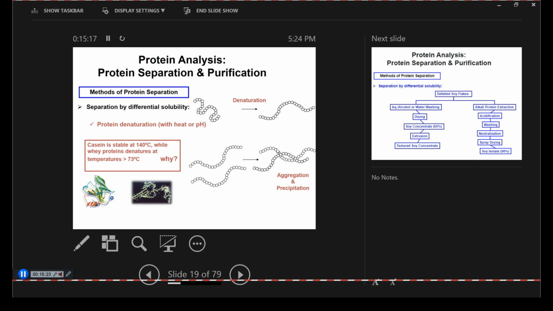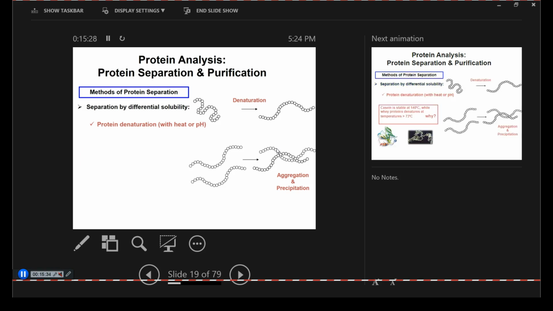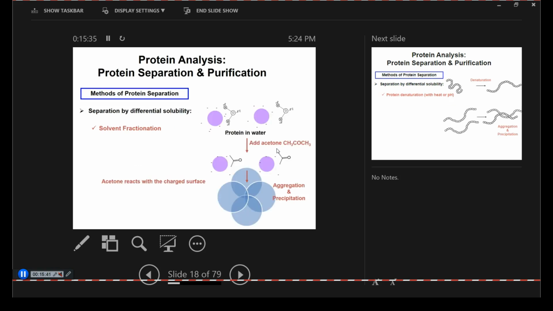Okay. You can interrupt me for questions, or if you want me to repeat any concept. Lisa, yeah. On the previous slide about acetone, you said it replaces the water by interacting. So does that just destabilize it?